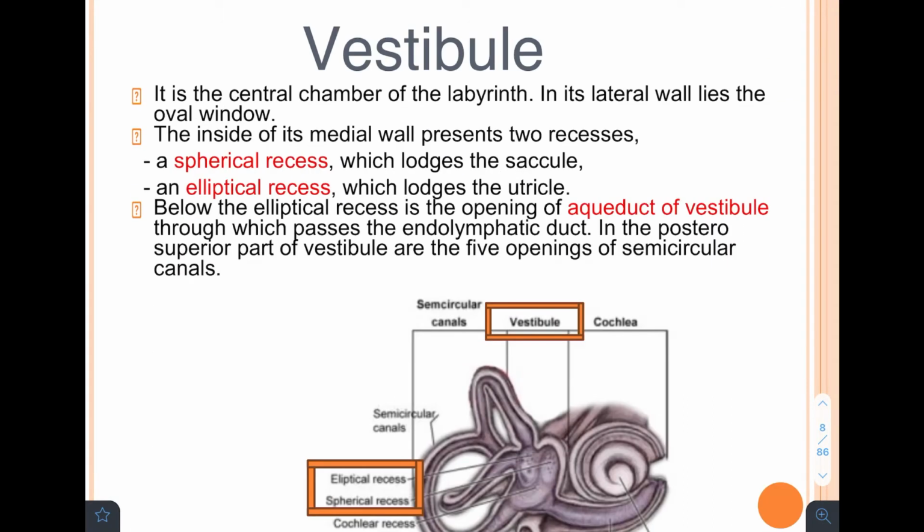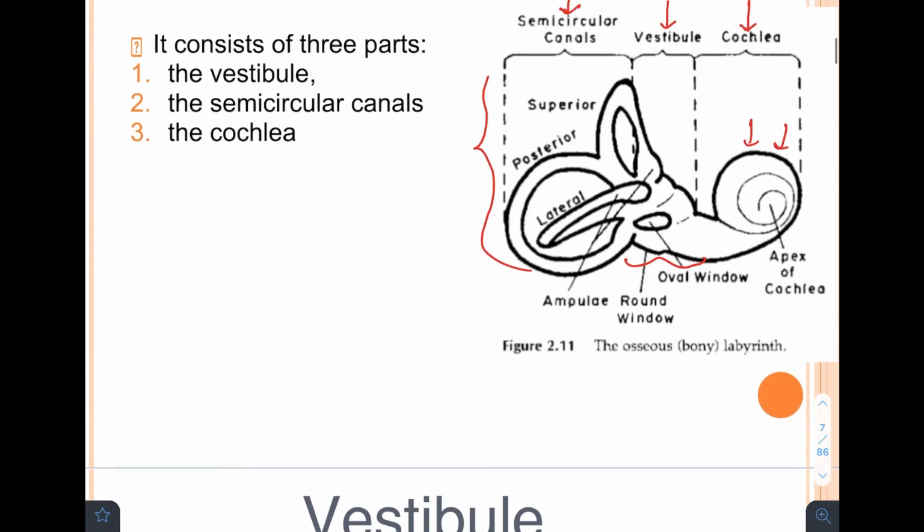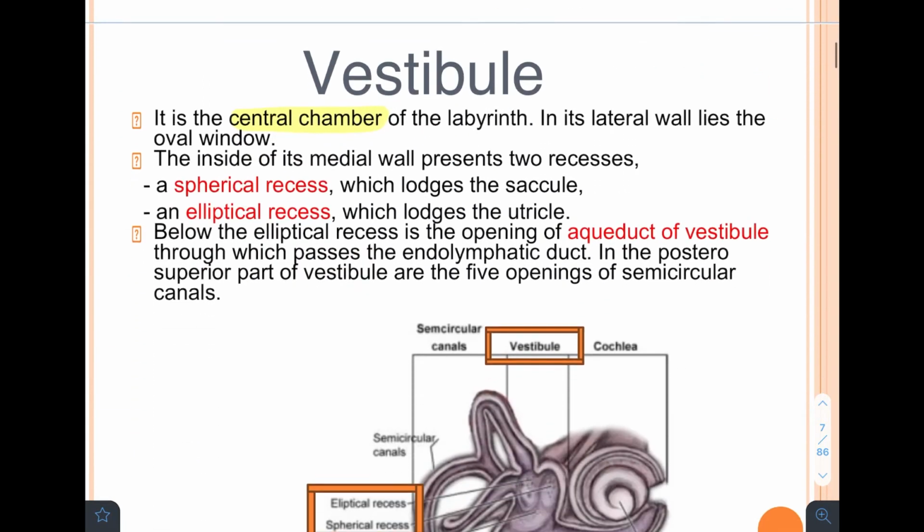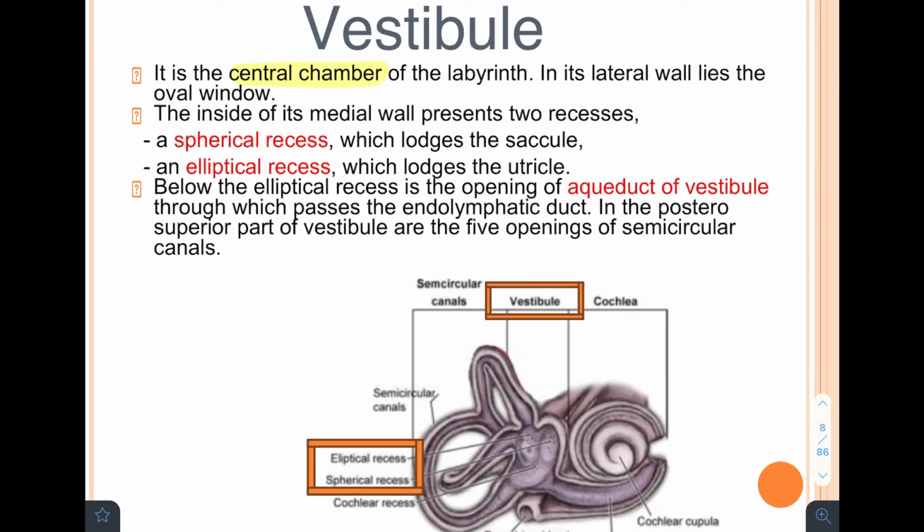First, we will talk about the vestibule. Vestibule is basically the central chamber of the labyrinth. As I showed you in this picture, the vestibule is the central chamber of the bony labyrinth. In its lateral wall lies the oval window, and the inside of its medial wall presents two recesses, a spherical recess and an elliptical recess.